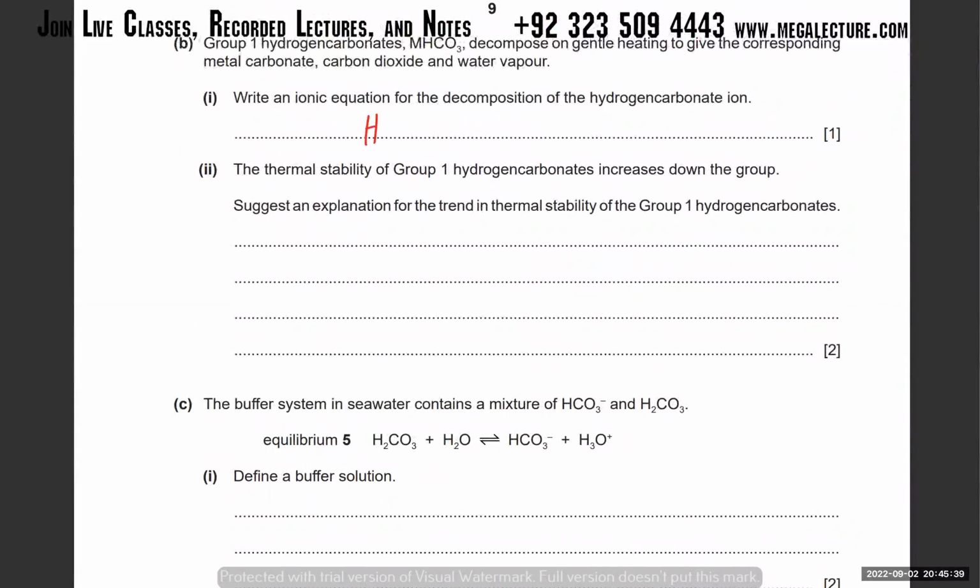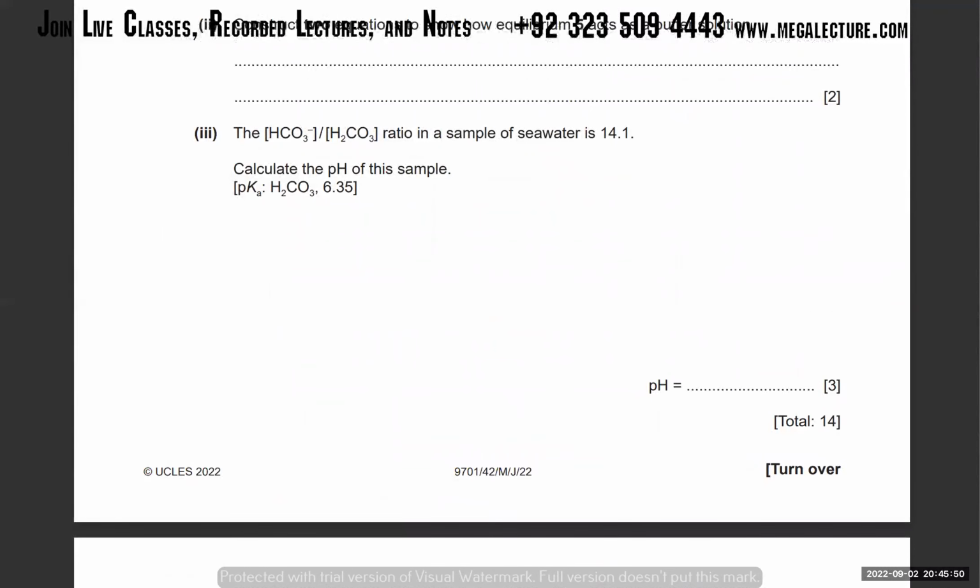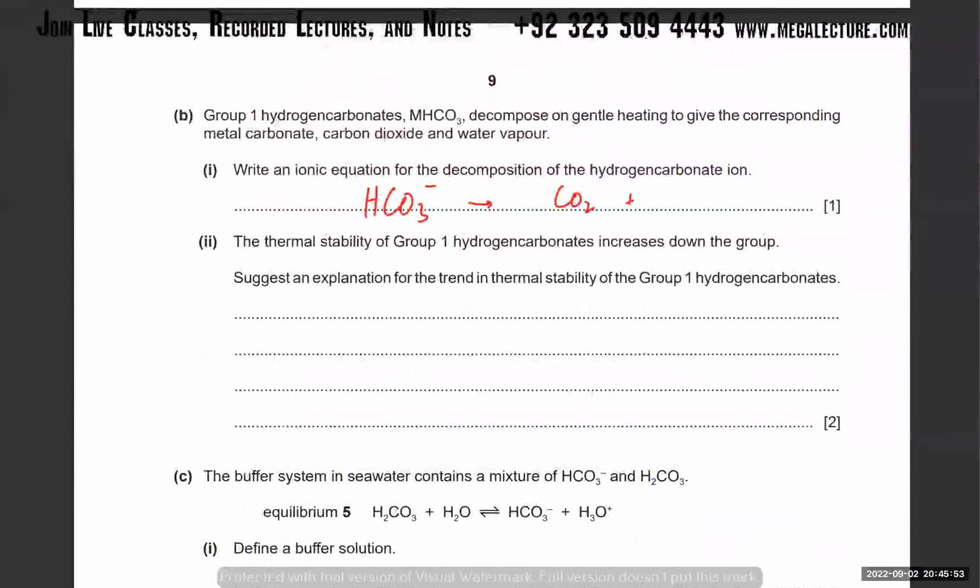Anyways, the next question is: write an ionic equation for the thermal decomposition of the hydrogen carbonate ion. So what will it decompose into? It's going to decompose into carbon dioxide, and it's going to produce a carbonate ion. He gave the question above, the whole equation, where there was MHCO3, and on heating, it would decompose into a metal carbonate, which would be M2CO3. M is plus one over here, and carbonate is minus two, so there's going to be two of them. And carbon dioxide and water vapor.